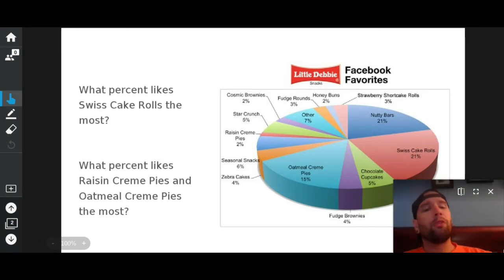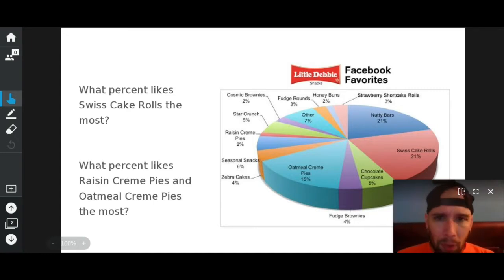I have Facebook favorites. You guys know what a Facebook is. Your mom has one. Somebody interviewed a bunch of people, and they asked them what their favorite Little Debbie snack was, and a bunch of them said Nutty Bars, and a bunch said oatmeal cream pies, and a bunch said fudge brownies. They took all that information, and 3% of the people like strawberry shortcake rolls, 5% like chocolate cupcakes, 21% like Swiss cake rolls, good choice. My favorite personally is zebra cakes, tied with oatmeal cream pies, but whatever. No one's going to send me this stuff.